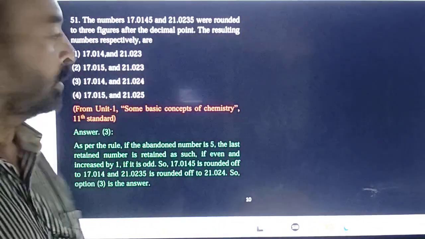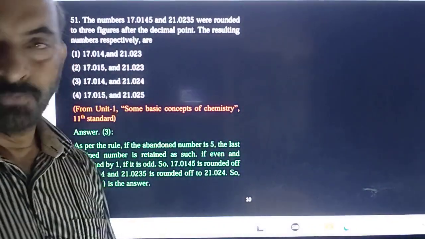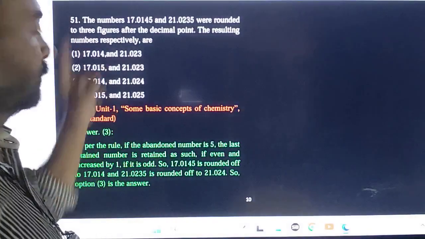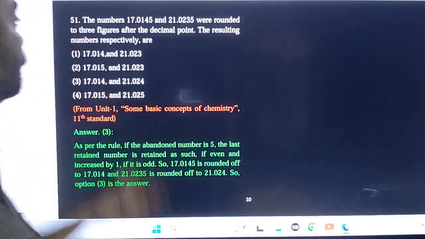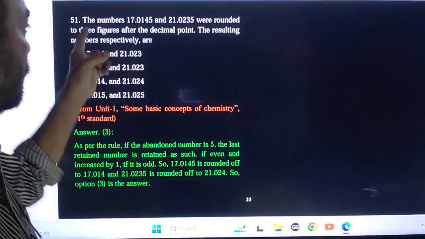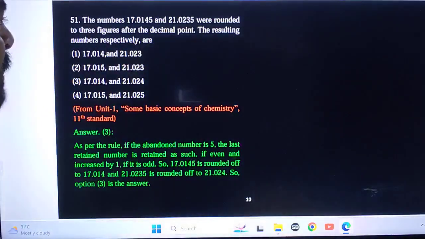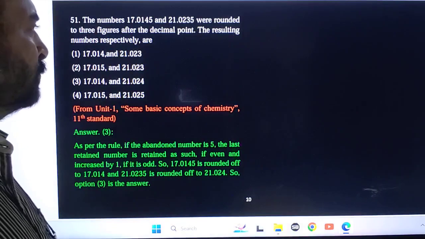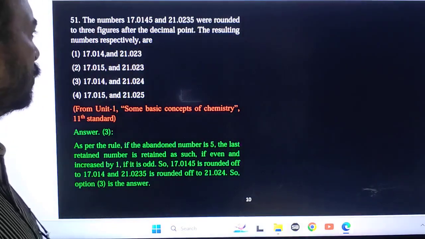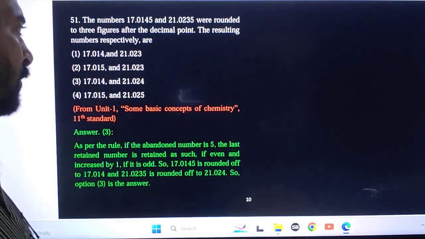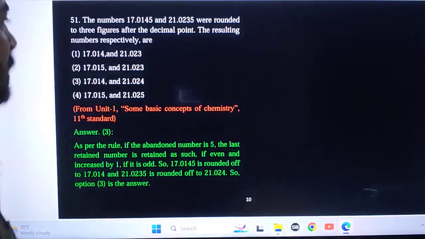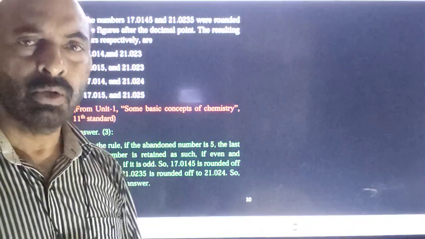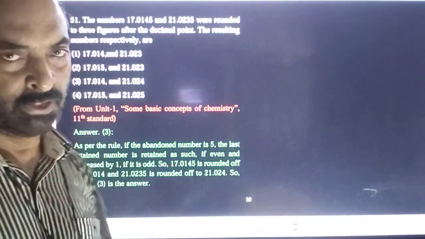Okay, the next question from basic concepts of chemistry, the first chapter, first year, or 11th standard. The numbers 17.0145 and 21.0235 were rounded off to 3 figures after decimal point. The resultant numbers respectively are. It is regarding rounding of the figures.